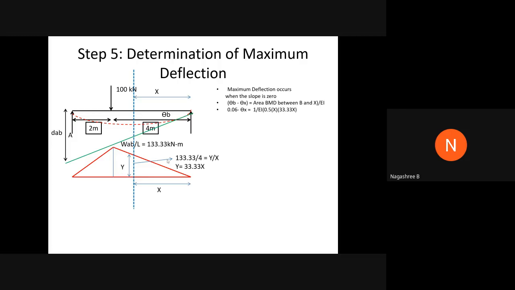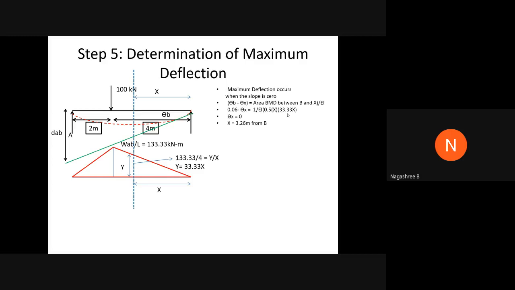That is half into base x, so 0.5 times x times y as the height. The height is 33.33 times x, which I have substituted. As I said, if you want to determine the maximum deflection, exactly at that point the slope will be equal to 0. Therefore, putting theta x equal to 0 and substituting everything, I get the value of x as 3.26 meters from B.